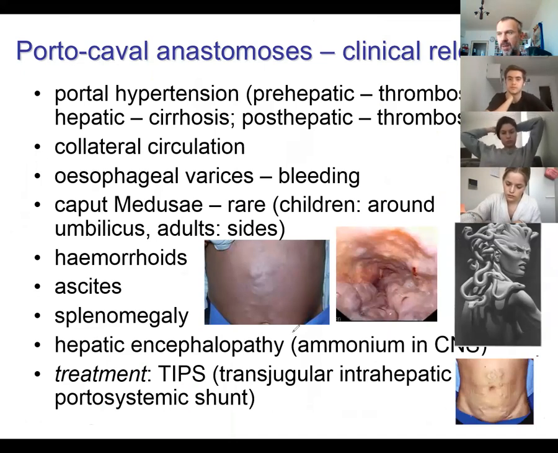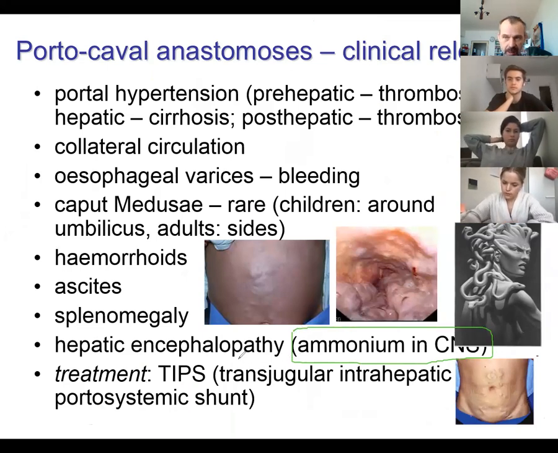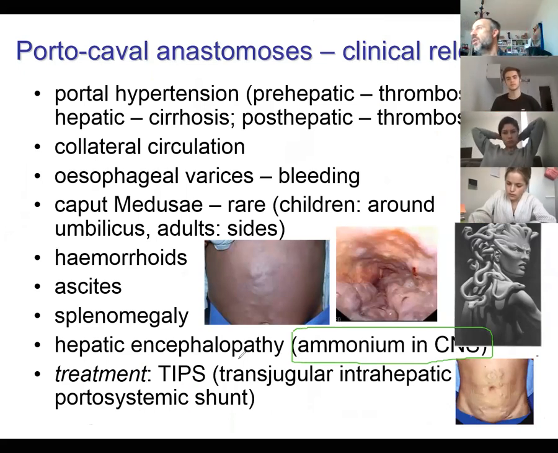But if you get it via the liver, you have still one problem. And this problem is ammonium. You get the ammonium into the CNS, and ammonium is toxic for the CNS. Yeah? The task of the liver is to change it. Yeah, to change it to glutamine and glutamate.